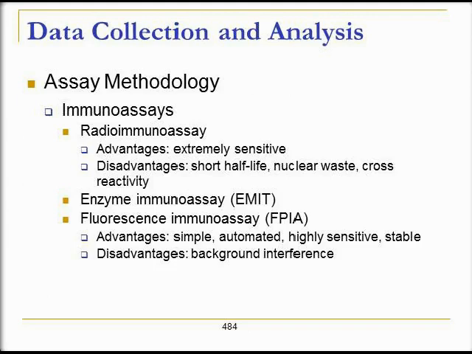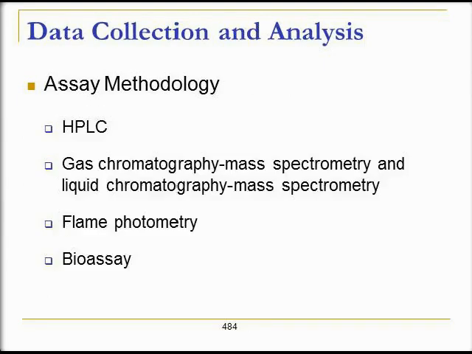Okay, assay methodology, just very quickly, there's a lot of different assays that are used clinically when we measure drugs. Radioimmunoassays are not used much anymore because they have nuclear waste related to them. And most commonly, we use either EMIT or FPIA. FPIA is the most common. It's highly advantageous, very easy to use, very automated. You don't have the waste that's associated with it. So virtually every drug that's analyzed clinically is analyzed via FPIA.